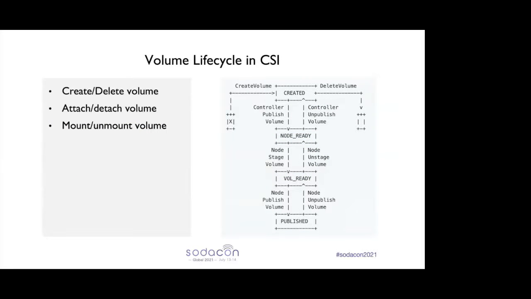In CSI spec, we have RPCs for volume lifecycle management. This includes provisioning support such as create and delete volume, and RPCs that make sure volumes are available for a pod to use. This includes controller publish and unpublish volume, node publish and unpublish volume, and node stage and unstage volume.